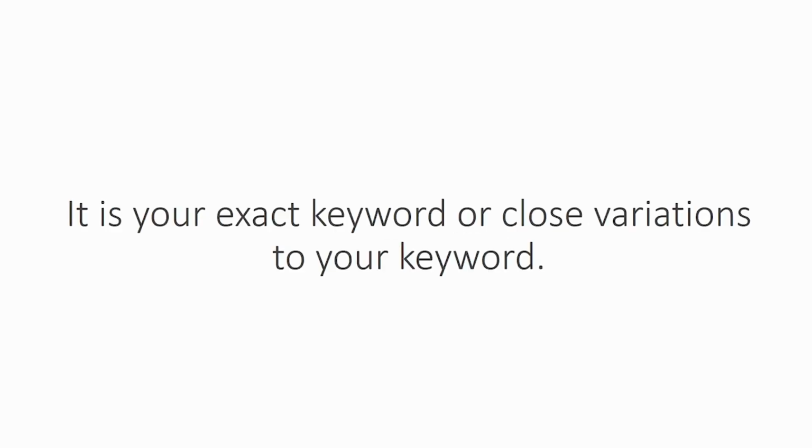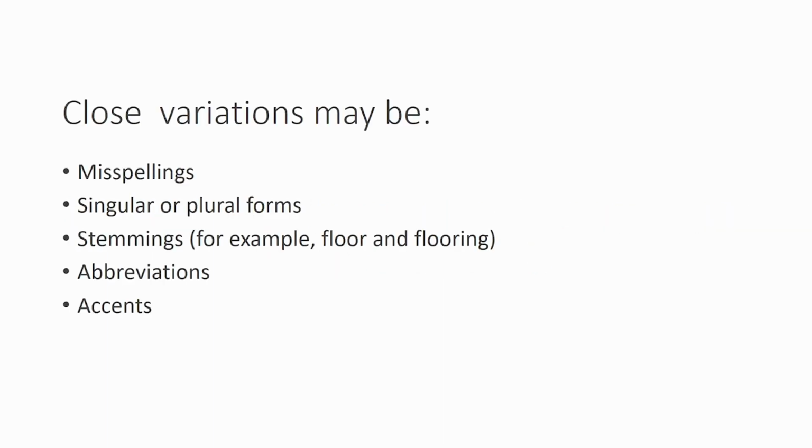And lastly, we have exact match keywords. These keywords are, like the name implies, exact. So only when a person types into Google your keyword will your ad be displayed. It is your exact keyword or close variation to your keyword. Now, close variations may be misspellings, singular or plural forms, stemmings, abbreviations, or accents.